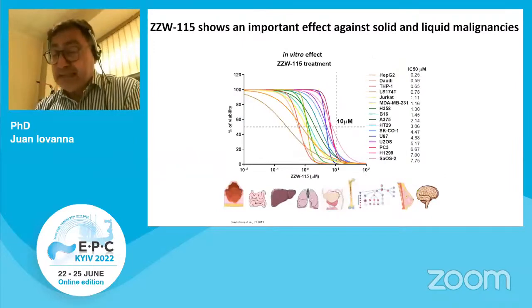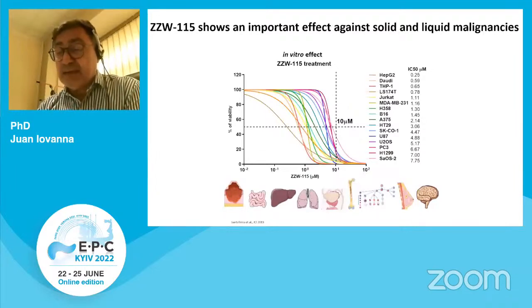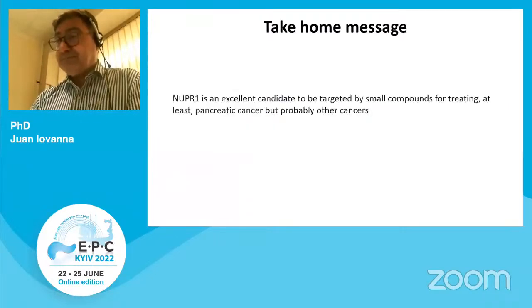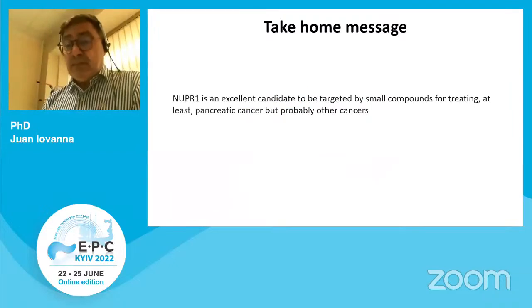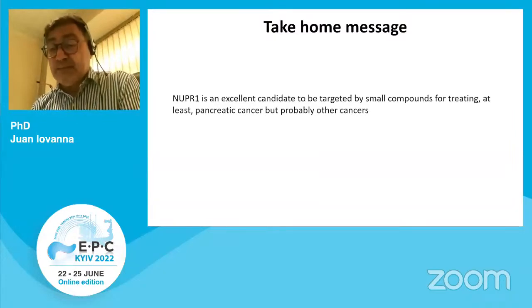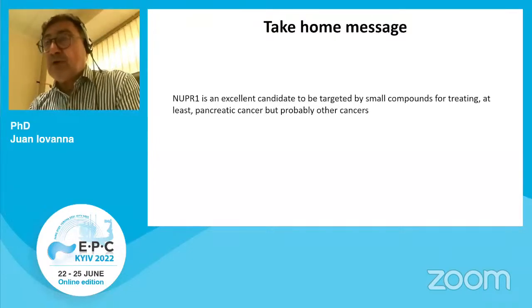Remarkably, cancer cells of non-pancreatic origin, such as those derived from melanoma, colorectal cancer, liver cancer, lung cancer, bladder cancer, osteosarcoma, leukemia, and lymphoma, breast cancer, and glioblastoma, are also sensitive in vitro to the treatment with ZZW115, in the same range of sensitivity as the pancreatic cancer cells. The take-home message is NUPER1 is an excellent candidate to be targeted by small compounds for treatment, not only of pancreatic cancer, but also probably other cancers.